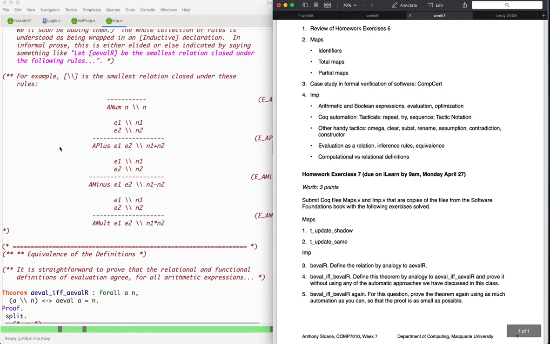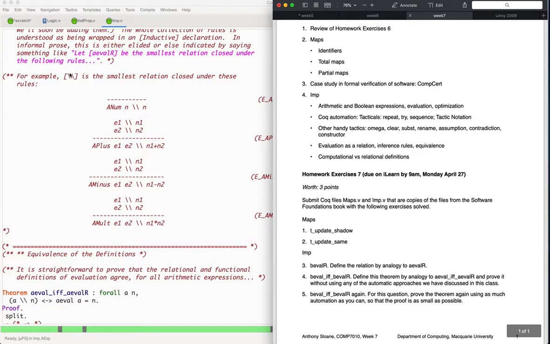So in this example, we're talking about evaluation of arithmetic expressions as before. Remember, we defined a val, which is a function that takes an arithmetic expression and returns the natural number which is the value of that expression. The aim here is something similar. We want to define a relation between arithmetic expressions and natural numbers. So it's a binary relation, and a pair of an expression and a number should be in the relation if and only if the value of the expression is that number.